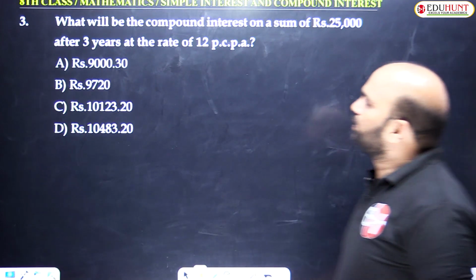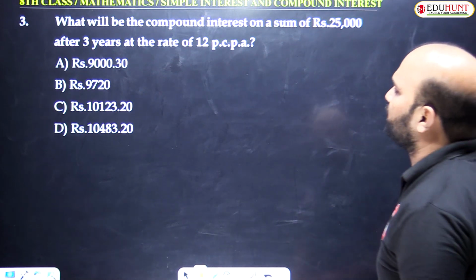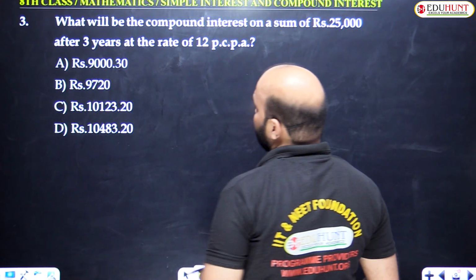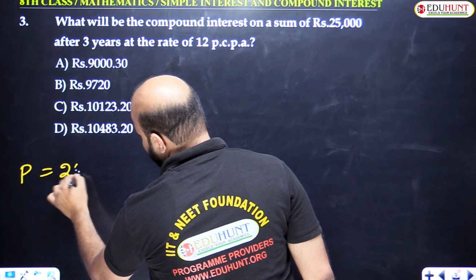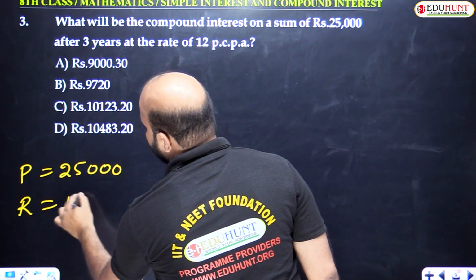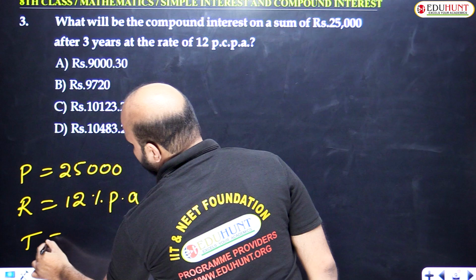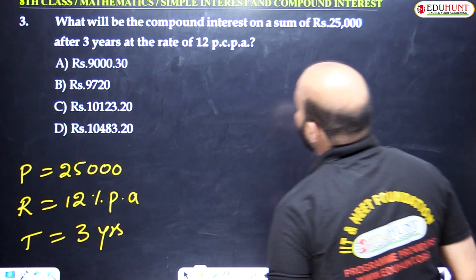Have a look at question number 3. What will be the compound interest on a sum of 25,000 rupees after 3 years at the rate of 12% per annum? So the question finally asks for compound interest. Principal given is 25,000 rupees, rate of interest 12% per annum, time 3 years. This is the raw data in the question. But the question is asking for compound interest.